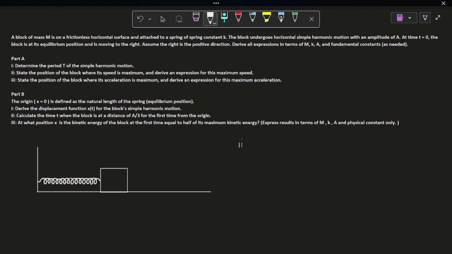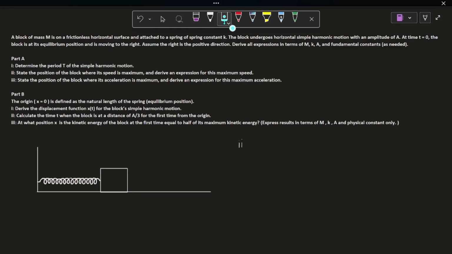Part 2 asks you the position when the block has its maximum speed. I already explained it in the previous question. Basically, when you're right here, the spring will be stretched to the longest length, right? So the spring will provide a force that pulls you back from the maximum length. And from here to here, the spring will always provide a force that pulls you towards the equilibrium position, which means from here to here, you're always accelerating.